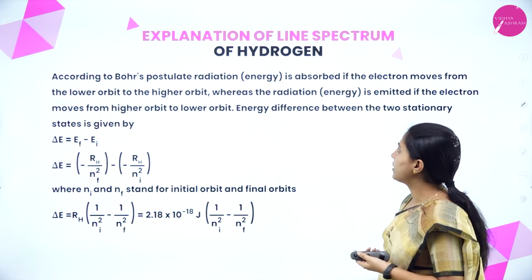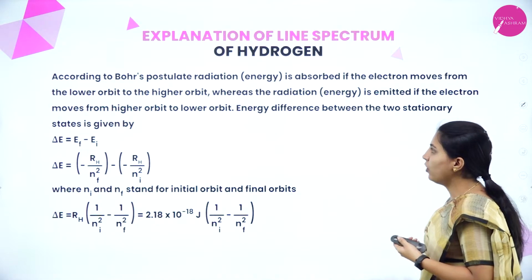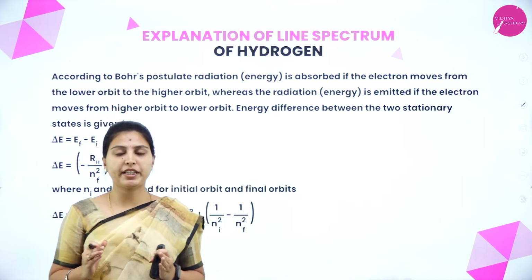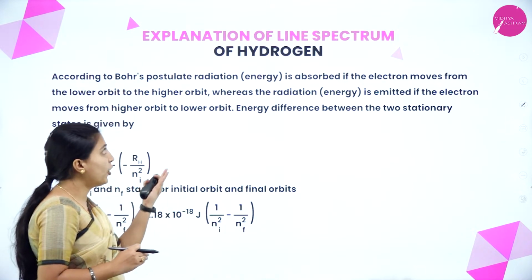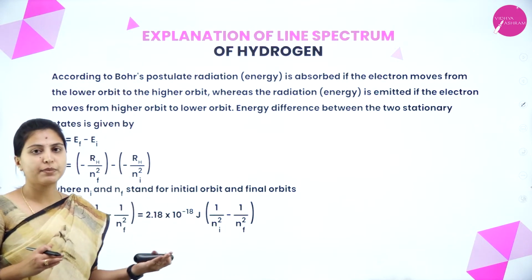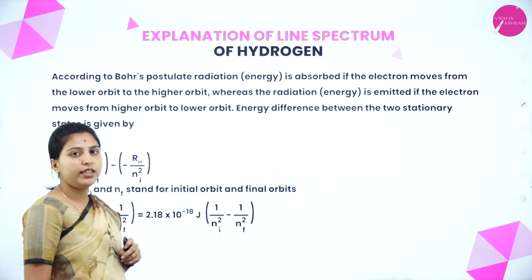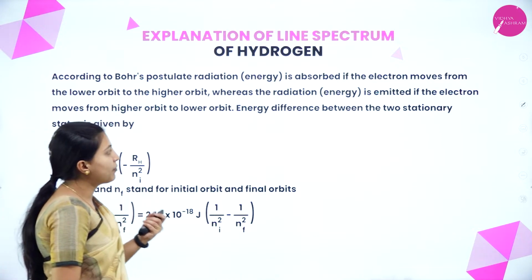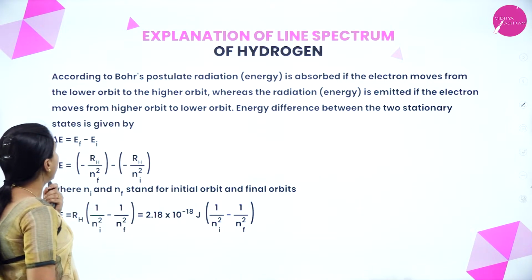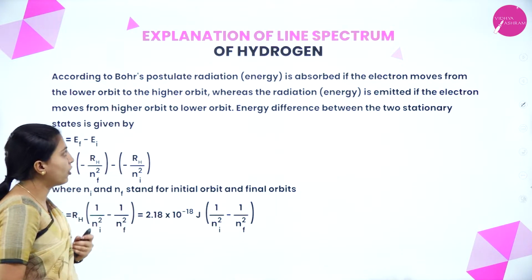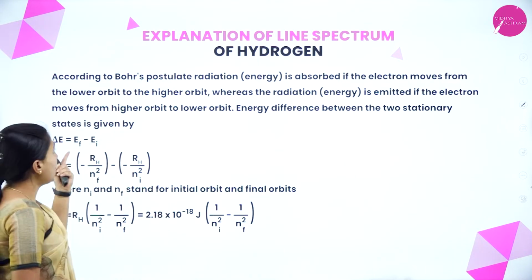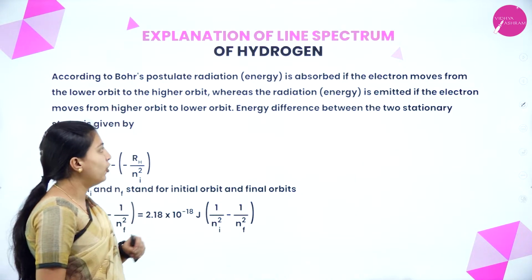Next, the explanation of line spectra of hydrogen. We have seen in the previous session about line spectra and various kinds of spectrum. Now we have the complete explanation of the hydrogen spectrum. According to Bohr's postulate, radiation is absorbed if the electron moves from a lower orbit to a higher orbit, whereas radiation is emitted if the electron moves from a higher orbit to a lower orbit.